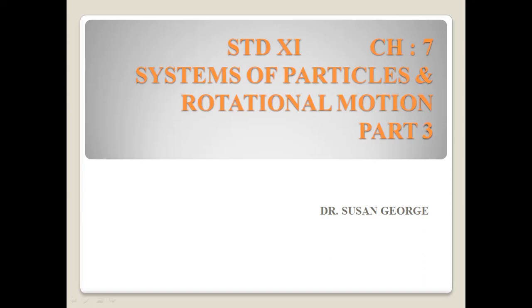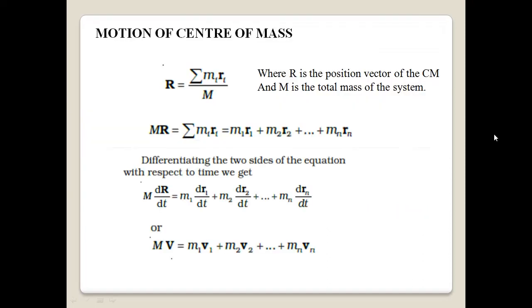Systems of Particles and Rotational Motion, Part 3. In the last class, we studied center of mass, the definition of center of mass, and how to find the distance of the center of mass from the origin. And we also studied the position vector for the center of mass.